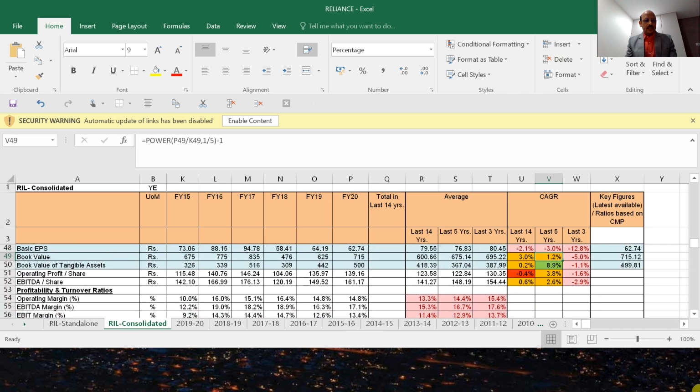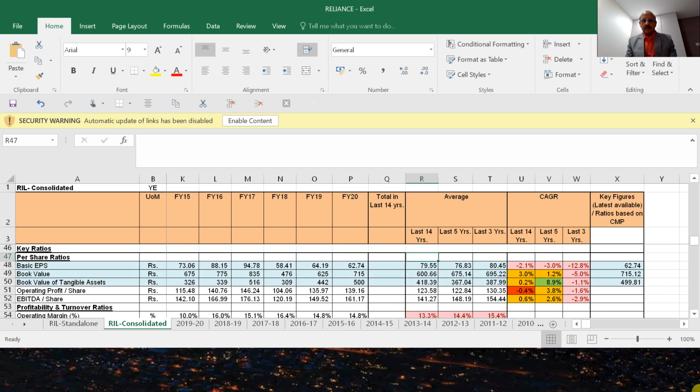If you look at a few other ratios, the EPS trend has been increasing, and on a per share basis, considering the growth in the number of shares, it has increased in fact. Similarly, book value per share is showing a negative trend in the last 3 years, and it's only marginal growth in the last 14 years.